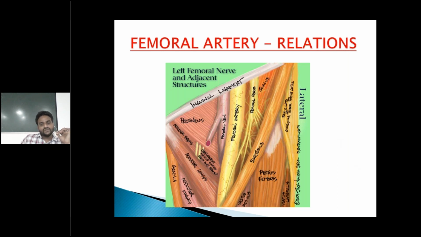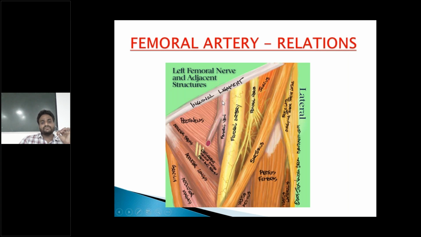What are the anterior relations of femoral artery? Roof of femoral triangle. Can you name the structures forming the roof of the femoral triangle? Skin, fascia. Then what muscles are forming the floor of the femoral triangle? You can see here: pectineus, iliacus, psoas major, adductor longus. So these are the floor muscles forming the posterior relations.